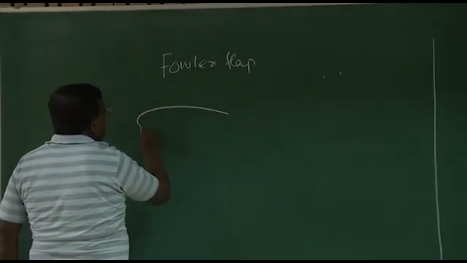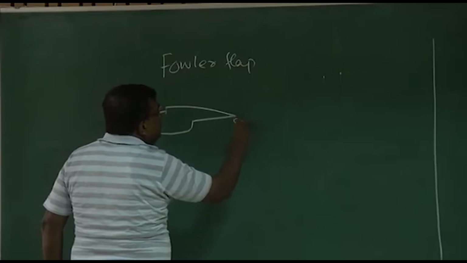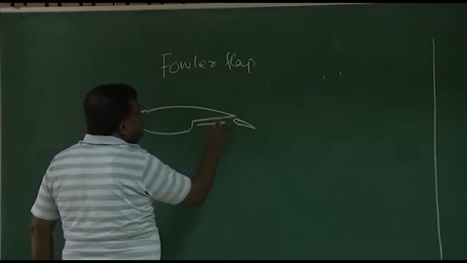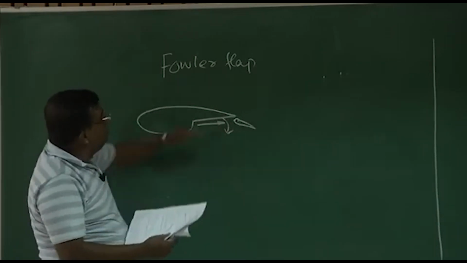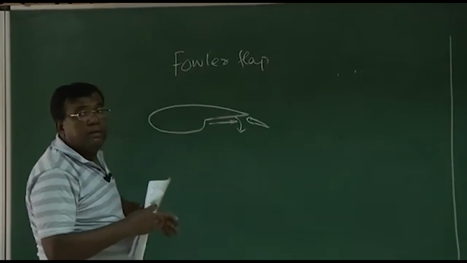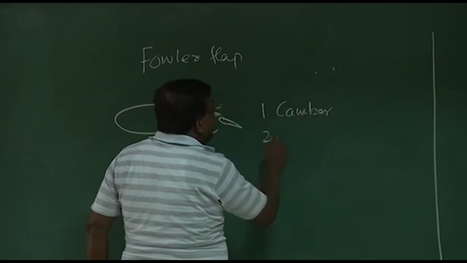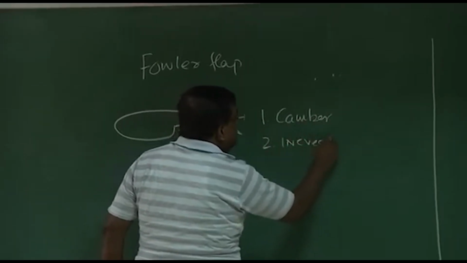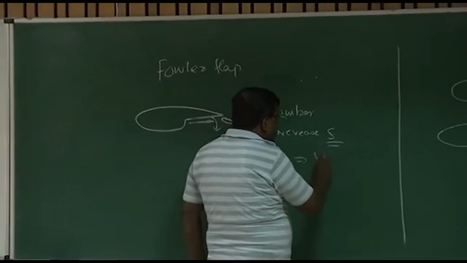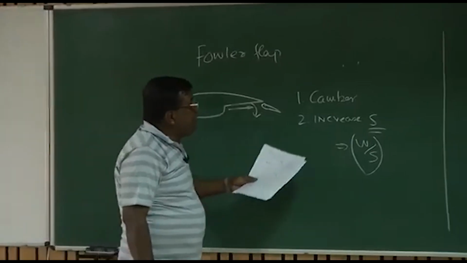It is basically, the concept is based on split flap, but now this unit has this motion as well as rotation motion. It is not just splitting like this. It is moving backward and doing like this. So what has happened in the process? It has increased camber. Also it has increased the area of the wing. And the area of the wing has increased, which means it has locally reduced wing loading. And you know Vstall will decrease if I decrease wing loading.